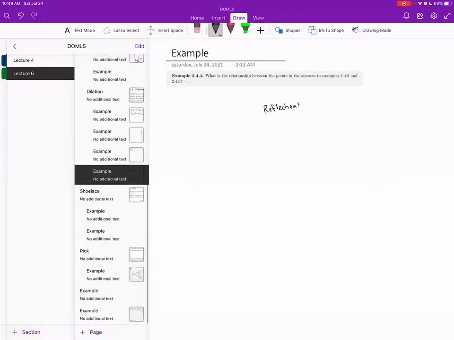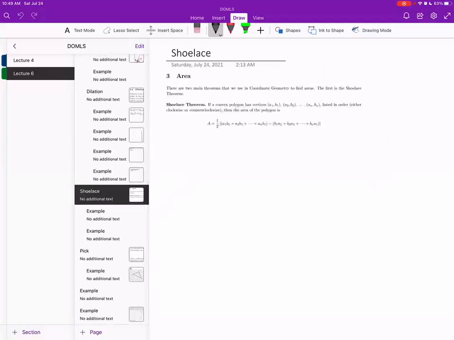So now let's talk about areas. There are 2 main theorems that we'll discuss today in coordinate geometry to find areas. The first one is going to be the Shoelace theorem. The Shoelace theorem is a really cool theorem that you can use to find the area of a convex polygon with certain vertices. These vertices, let's call them A1, B1, A2, B2, all the way to An and Bn, and they have to be listed in order, either clockwise or counterclockwise.